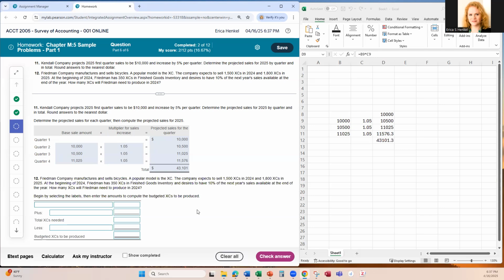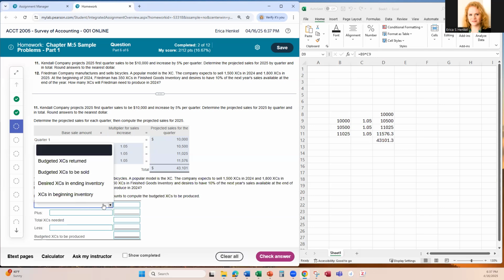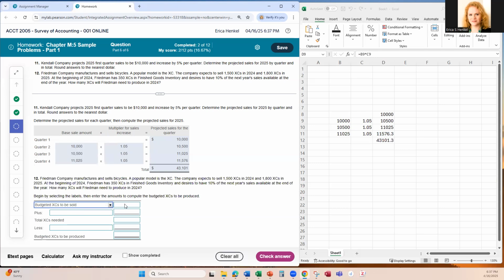Well, what we need to do is put in here the budgeted numbers that are going to be sold, right? So we're budgeting 1,500 to be sold. So we're doing first a budget for the units, right? And then once you do the units that you need to have in inventory, then you go on and do a full production budget that determines costs associated with those units.